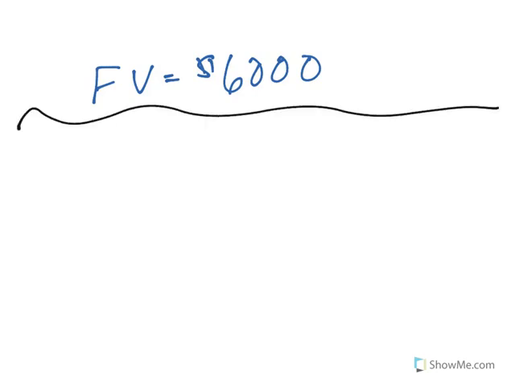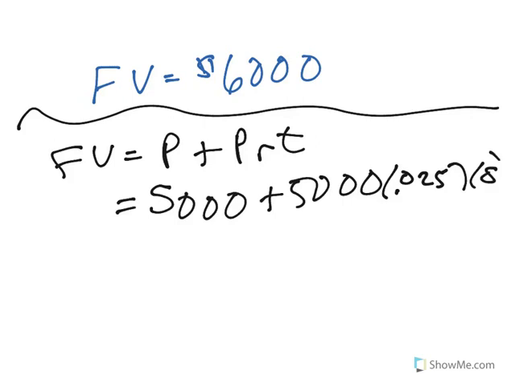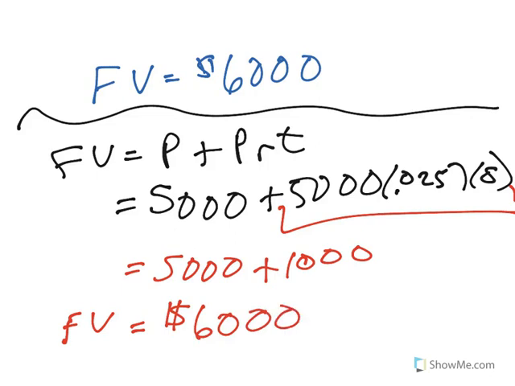Now, just to show you, remember how earlier I said it's P plus PRT? It works the same way. If we had done 5,000 plus 5,000 times 0.025 times 8, order of operations says we should do all the multiplication first, and I would end up with 5,000 plus 1,000, which indeed gives us a future value of 6,000. And that is finding the future value using simple interest.